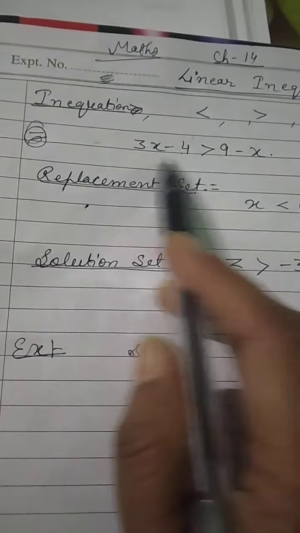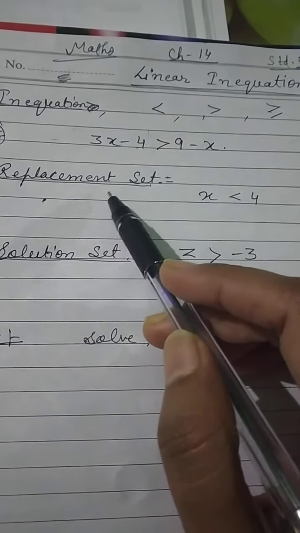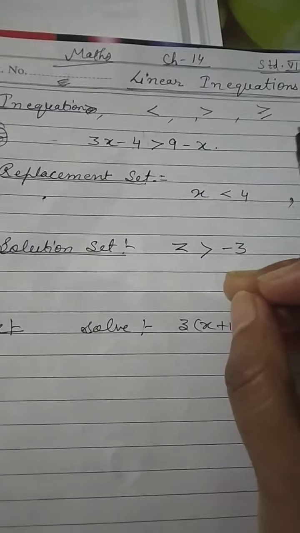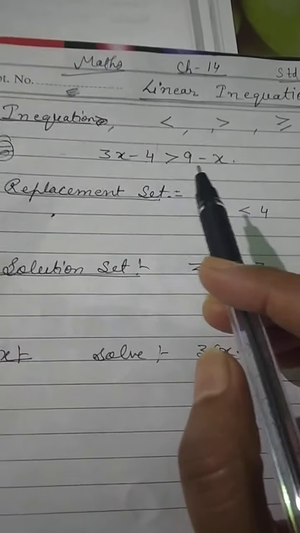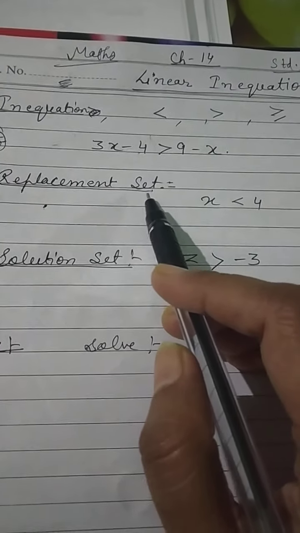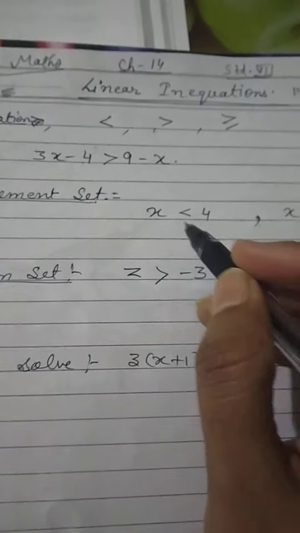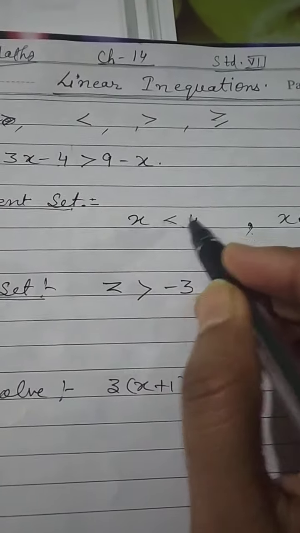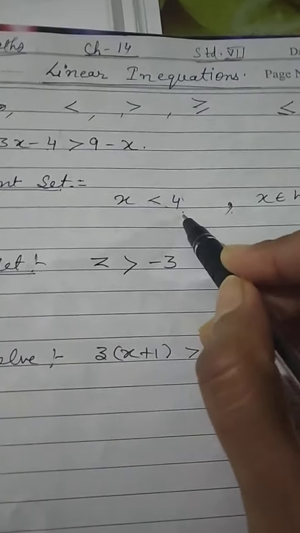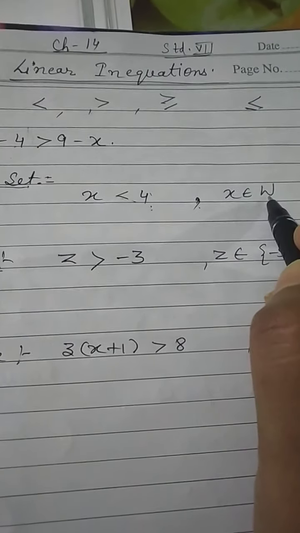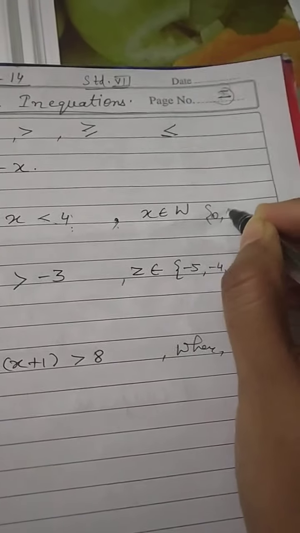Now understand what a replacement set is. A set from which the values of the variable have to be selected to make an inequation true. True means satisfy. It is known as the replacement set, or you can say domain also. Not understood? Take one example. Suppose this is an inequation, x is less than 4, and x belongs to whole numbers. Whole numbers means 0, 1, 2, 3, 4, 5, 6. It will go up to infinity.